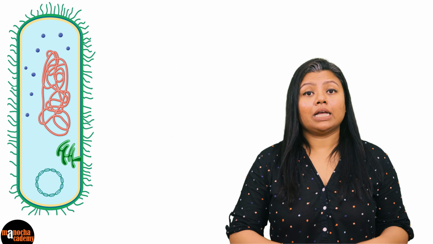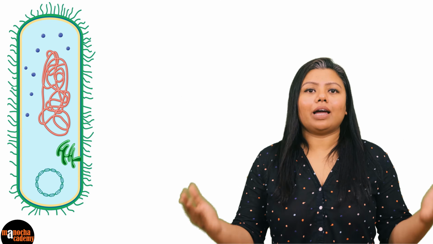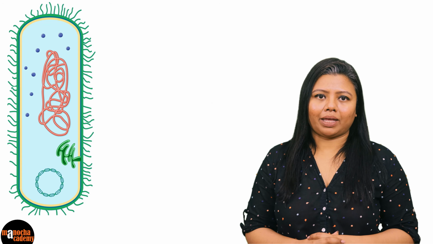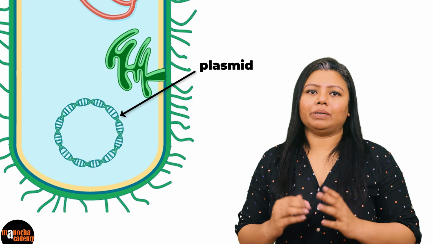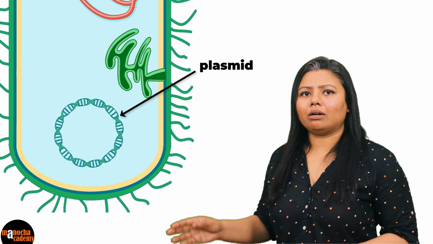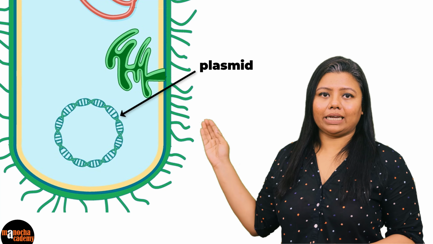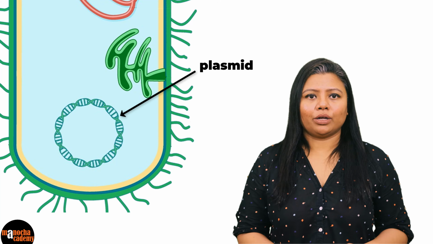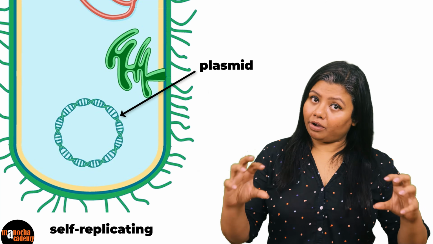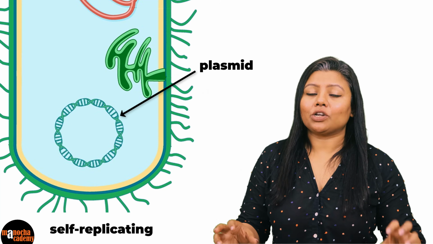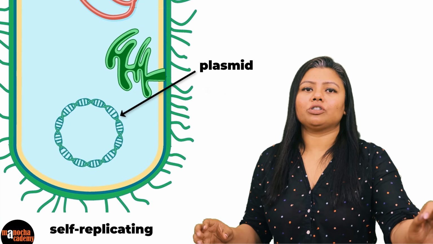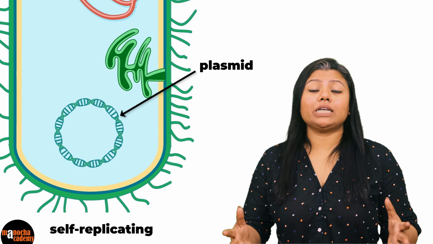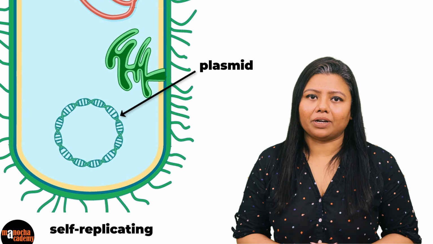Apart from this DNA that is present in the nucleoid, bacterial cells are also known to have extra chromosomal DNA. That is, DNA present outside what is supposed to be a chromosome, in this case the nucleoid. These are known as plasmids. The plasmids are much smaller than the main DNA. They are double-stranded and they are self-replicating. So if the plasmid wants to make a copy of itself, it can do it on its own. It does not have to depend on the DNA of the cell to do so. Now, what is the utility of a plasmid for the bacteria?